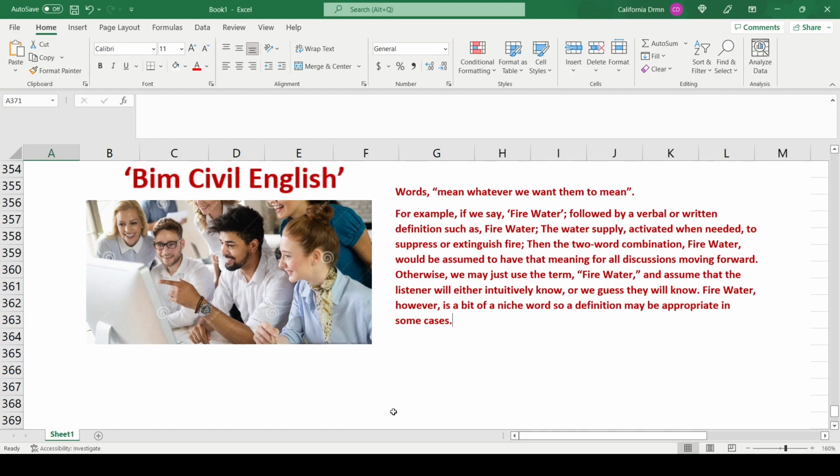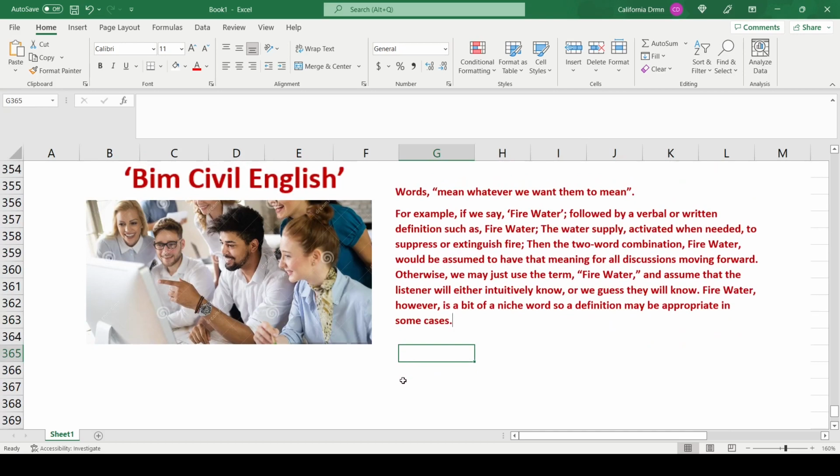For effect, let us repeat that last statement as what we regard as a powerful statement and perhaps the point of this presentation. Words mean whatever we want them to mean. For example, if we say, fire water, followed by a verbal or written definition such as, fire water, the water supply, activated when needed, to suppress or extinguish fire, then the two-word combination, fire water, would be assumed to have that meaning for all discussions moving forward.